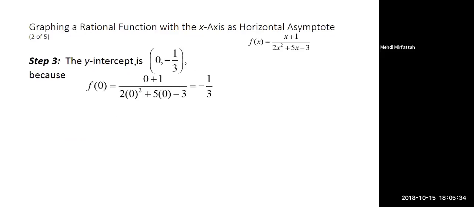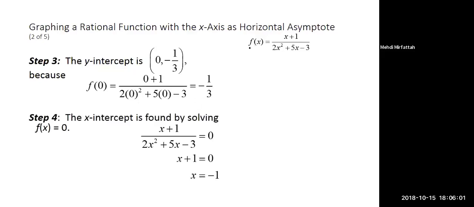The y-intercept would be one of the easiest ones to find. If you let x equal to 0 and solve for y, that would be your y-intercept. If you look at your function, if I let x be 0, you can see the y-intercept would be minus 1/3. That's an easy calculation.